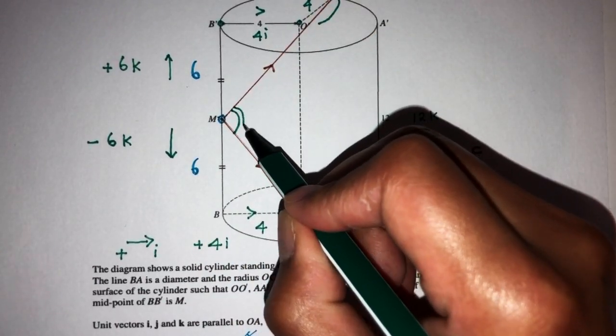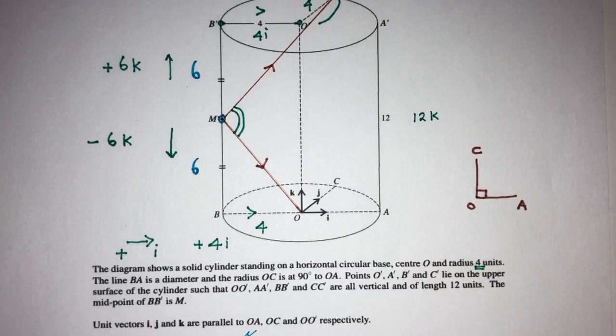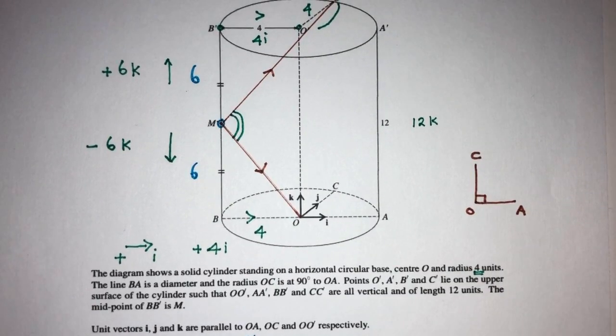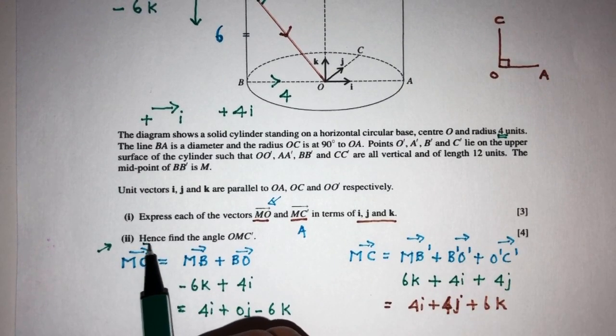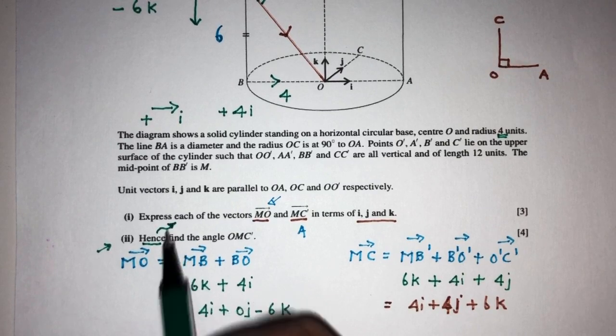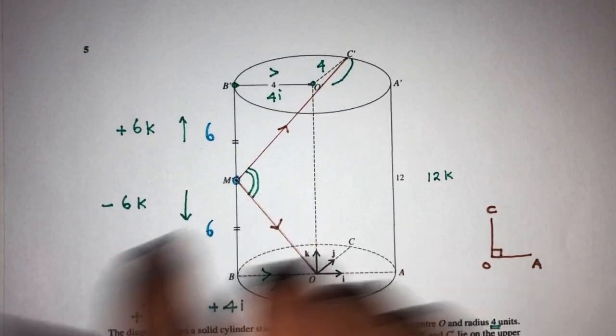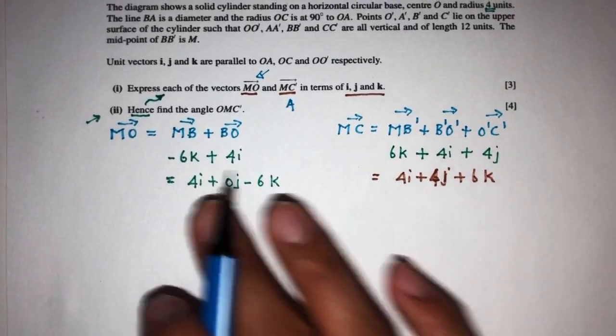So obviously we will have to use dot product and we have to find the two vectors that we need for that. We have found MC and MO. As you can see here as well, it says "hence". It means to use these values on top to find that angle. So pretty easy. What I like to do is first write these down as vectors.